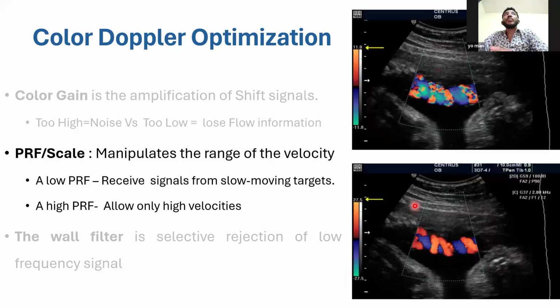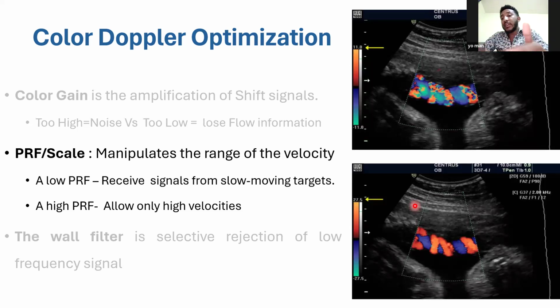But when we come to PRF, which is an acronym for pulse repetition frequency, or in some modern machines it's labeled as scale, it does manipulate the range of velocity. The velocity of what? The velocity of blood moving in the blood vessels, okay? So if we set a low PRF, we will only receive signals from slow moving targets, and the high velocity moving targets will be eliminated. If there is a high PRF, it allows only high velocity.